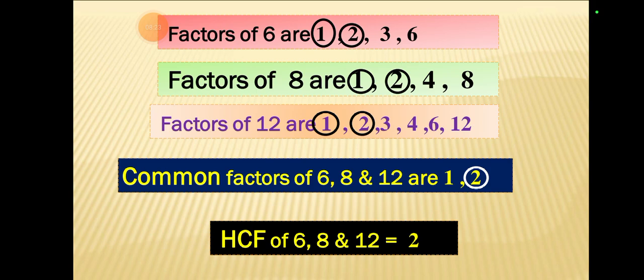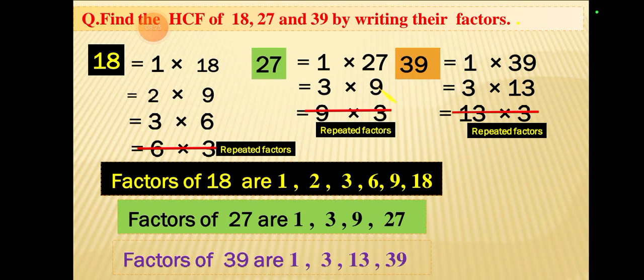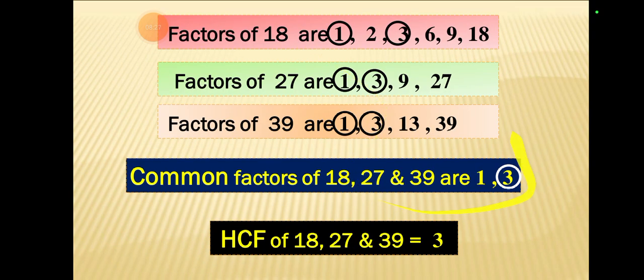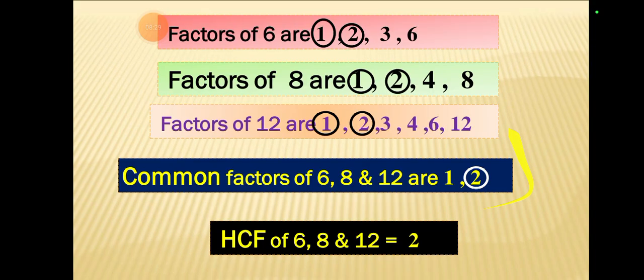Now I will know the highest common factor. So in this, 1 and 2 are common, only these 2. So of course, 1 and 2, I have to choose the greater one, so 2 is greater than 1. So the highest common factor of 6, 8 and 12 that divides them completely is 2.